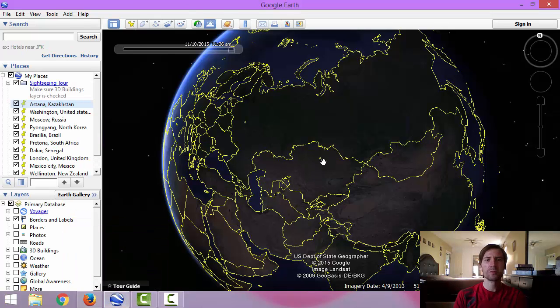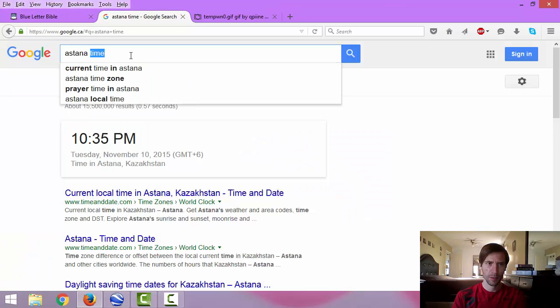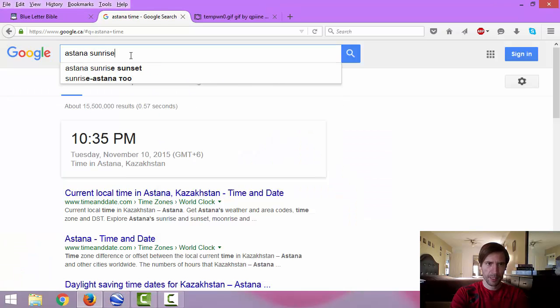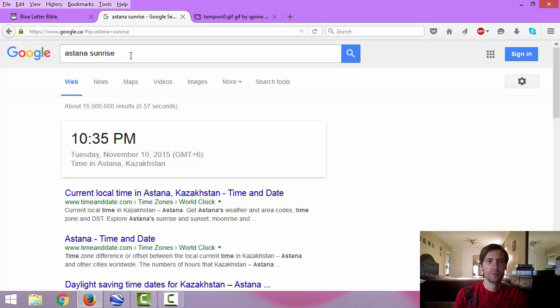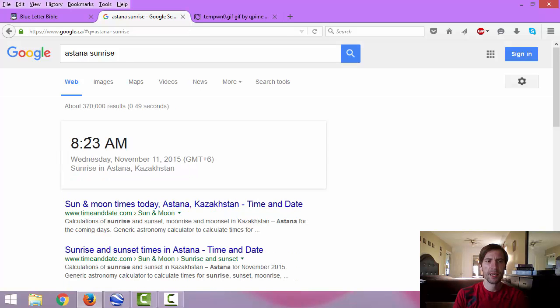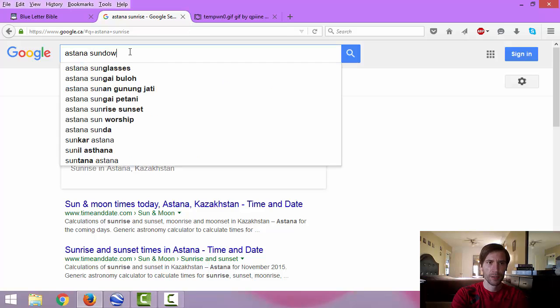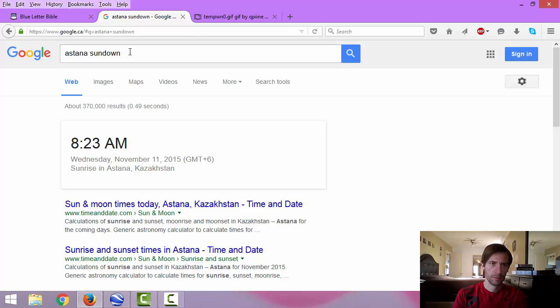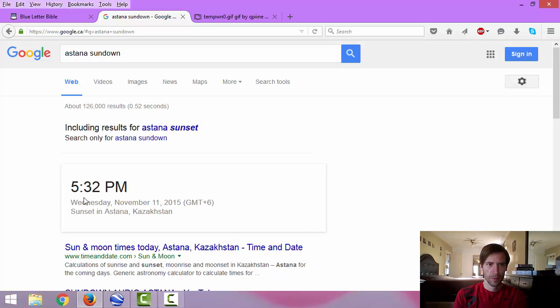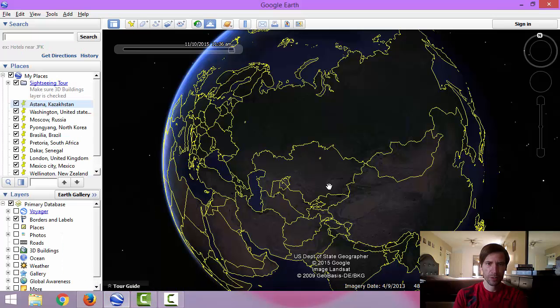Astana right here. According to this, it should tell us a little bit about the time of the sunrise and the time that the sun goes down. So let's put in sunrise. See, sunrise is at 8:23 a.m. and sundown is at 5:32 p.m. All right, so that's one.